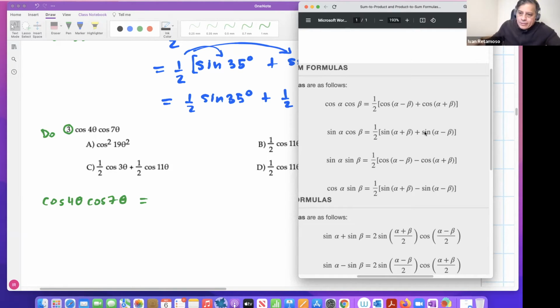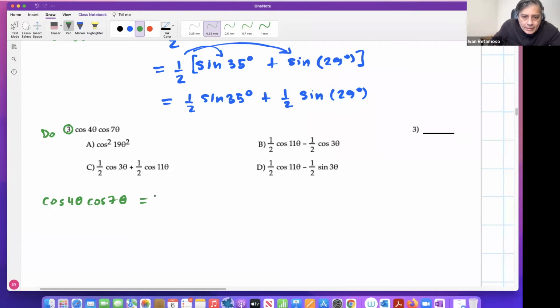All right, guys. So let's do it together, okay? I'm going to use the first formula, right? 1/2 of cosine of the difference plus cosine of the sum of the angles, right? So 1/2 of, and one more time, probably this helps. This is going to be alpha, this is going to be beta, right? For the formula. So the formula says 1/2 of cosine of the difference, alpha minus beta, but that is 4 theta minus 7 theta, plus cosine of the sum, 4 theta plus 7 theta.